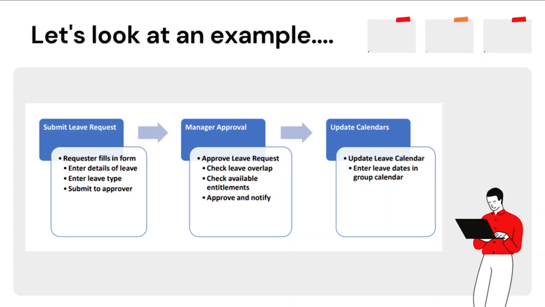Once that's been completed, we then move over to the next part of the business process, which is manager approval. The work step there is approve the leave request. We need to check for leave overlap, check available entitlements. So that's something that they may or may not be able to see. And approve and notify. So, okay, if we approve it, we just need to notify them that it's done. And then the next step is to update the leave calendar. So somebody needs to update the leave calendar. Okay, so we send it back and they update the leave calendar. So can we see from documenting it this way, does that make sense?